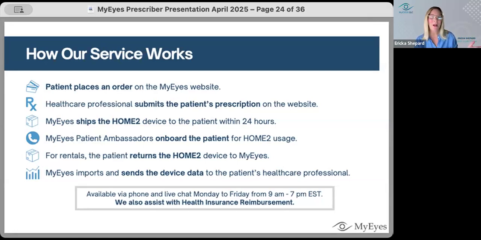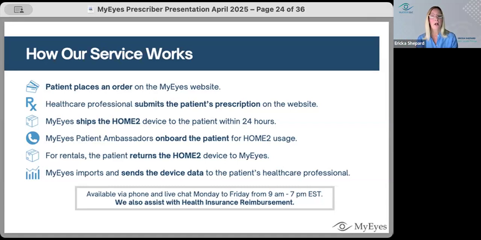So we know them by this time. By the time we call to get them set up with their Home 2, we've already talked to them. And so we set them up, we walk them through setting up the device, if they choose to use the app. If not, for those of you who are not familiar, the Home 2 does not display the result on the device. You have to download an app to a smartphone.